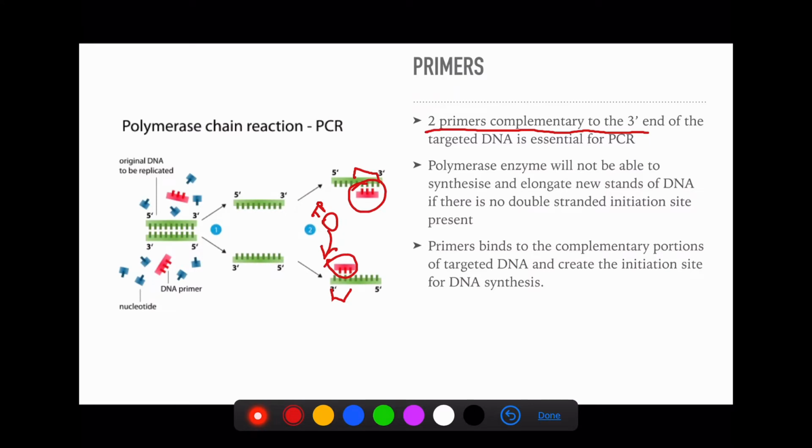We should remember that designing of primers is the most crucial step in the PCR protocol, and the success rate of PCR is highly dependent on proper designing of primers. I will make a separate video on primer designing later on.